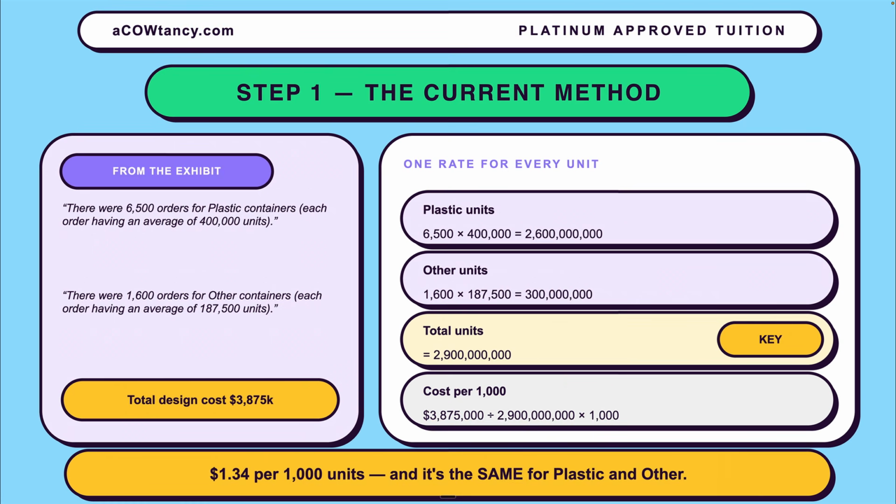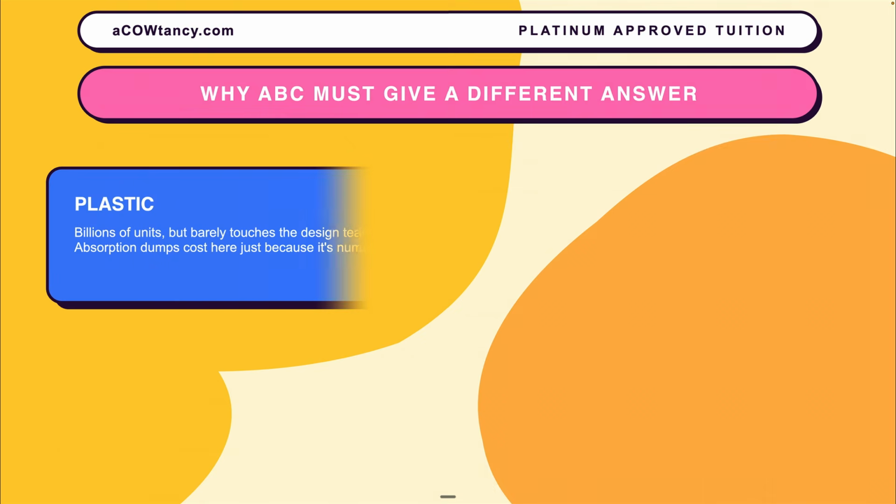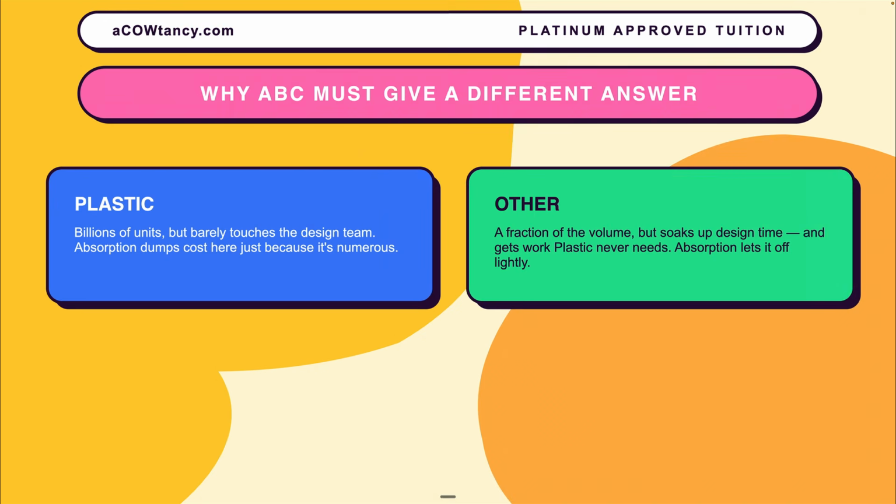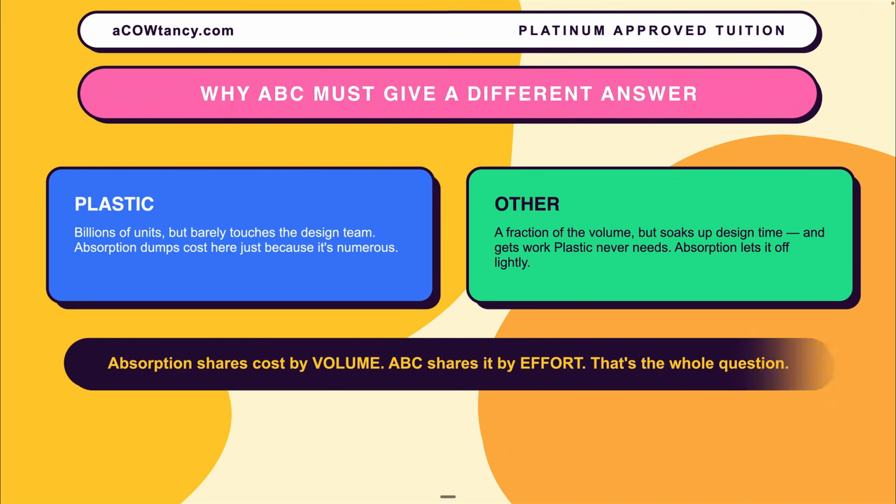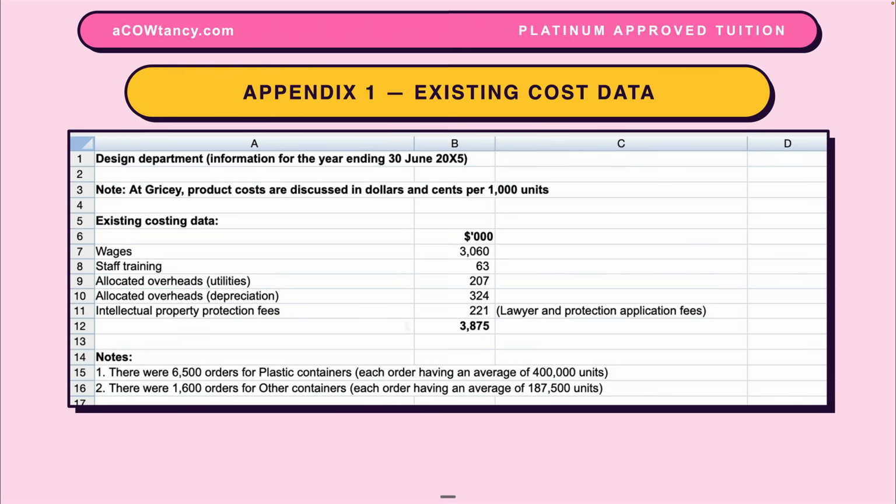1.34 design spread over, and that's obviously ridiculous because other is design heavy and plastic isn't. So giving them both the same 1.34 isn't fair. Hence, ABC. Billions of units of plastic barely touch the design team. Other soaks up loads of design team. So absorption shares cost by volume. ABC shares it by effort. Obviously, the effort should be the better one, and that's the whole question. So now we go on to ABC.